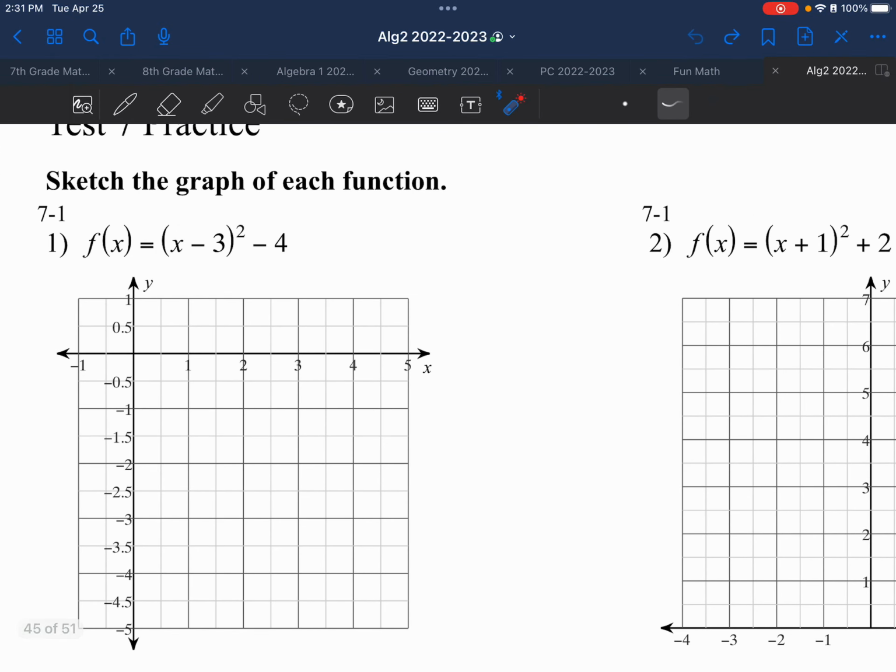If it's a number that's close to the x, that's going to affect you in the x direction, mainly the left and right direction. And if it's a number not by the x, it's going to affect the y direction, the up and down direction. The up and down direction, there's nothing to it. -4 means down 4. So this is down 4.